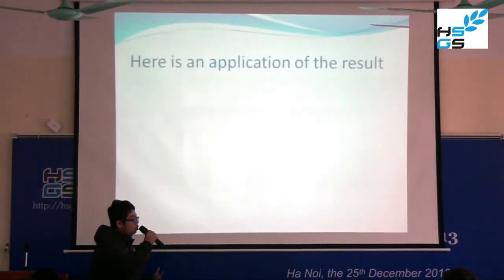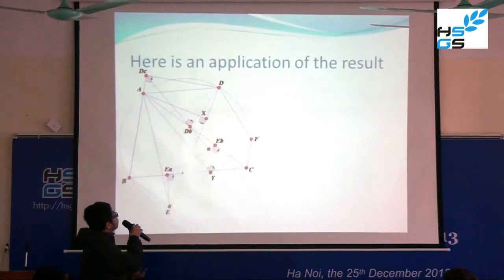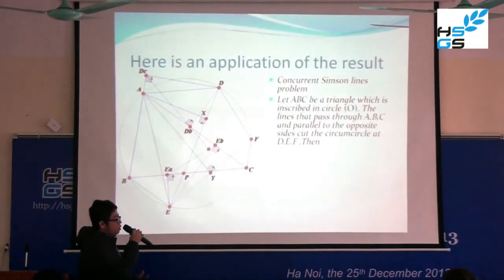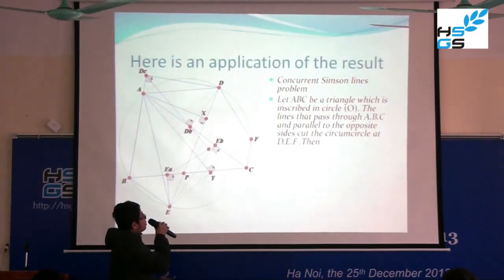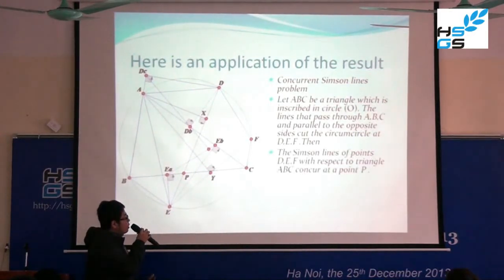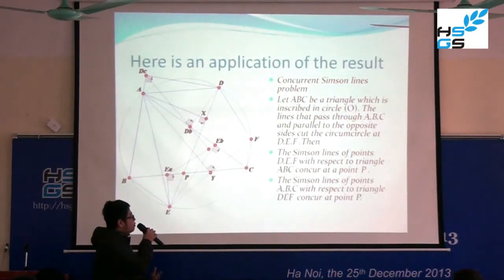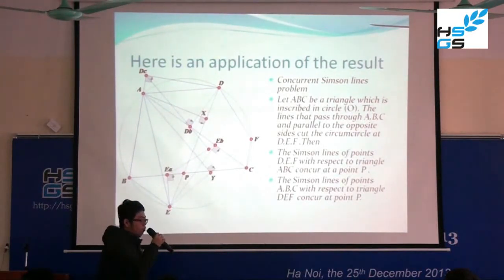And we're going to talk about an application of the above result. It's a concurrent Simpson lines problem. Let ABC be a triangle which is inscribed in a circle O. The lines that pass through A, B, C and are parallel to the opposite sides cut the circle at D, E, and F. Then the Simpson lines of points D, E, and F with respect to triangle ABC concur at point P. The Simpson lines of points A, B, C with respect to triangle DEF concur at point P.